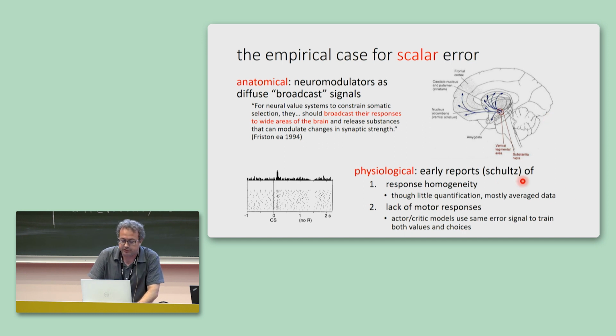And then when Schultz started recording from these neurons, he reported, although without a lot of quantification, that the responses were very homogeneous. So 90%, 85% of them would respond to reward, and 70% of them respond to cues that predict reward. Because of this, he tended to display very few examples of individual neurons and lots of average data. And so for a long time we didn't have much quantification of what the variation really is, but it was taken to be surprisingly homogeneous.